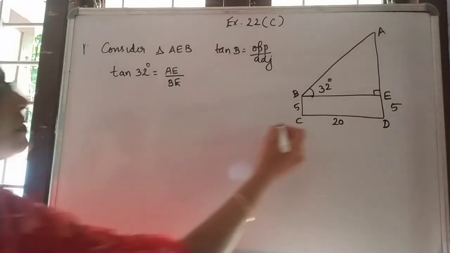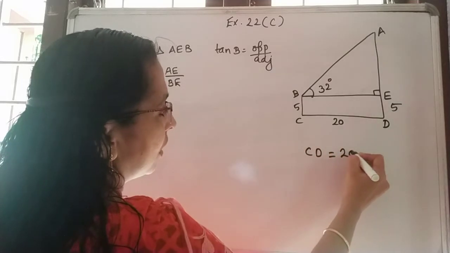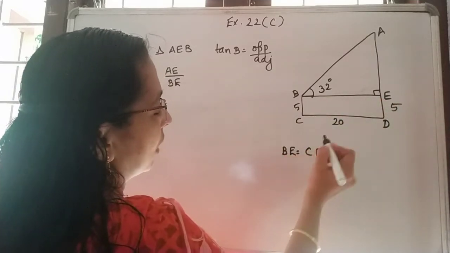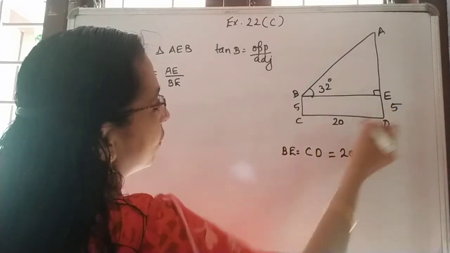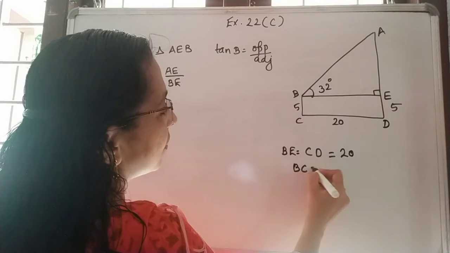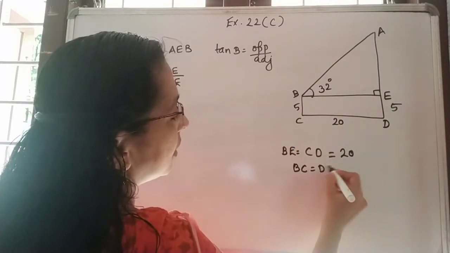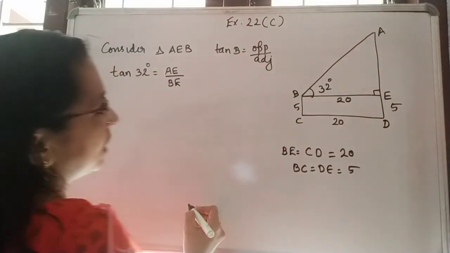Since CD is equal to 20, we can write CD and BE are equal. So BE is equal to CD is equal to 20. Same way we wrote 5 here: BC is given as 5, so we can write BC is equal to DE is equal to 5. So here BE is equal to 20.